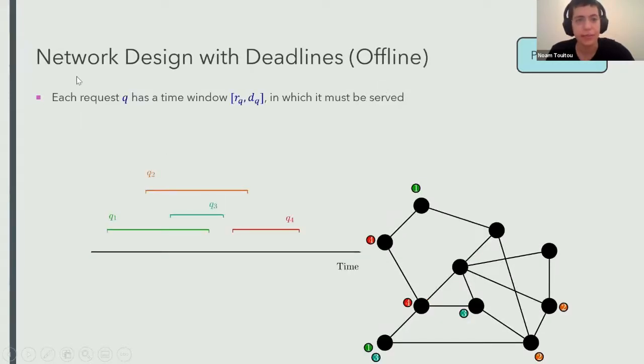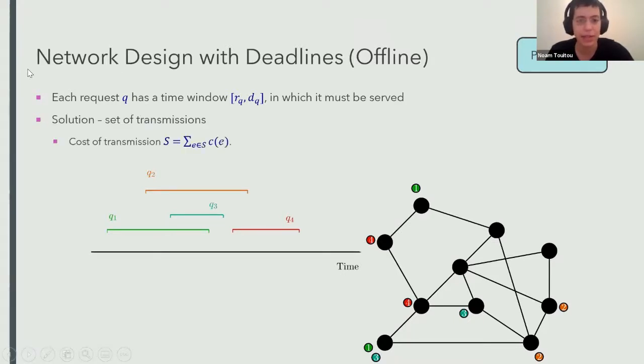The third type of problem is network design with deadlines in the offline setting. So this is again like the offline problem seen before, but now each request is also equipped with some time window. So that's release time to deadline. And that request has to be served within that time window. So here you have this timeline adjacent to the graph and the time windows of the requests.